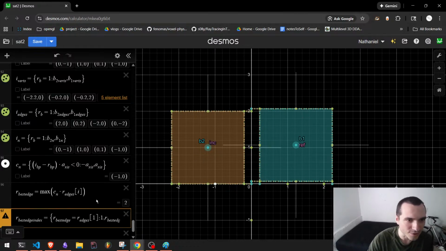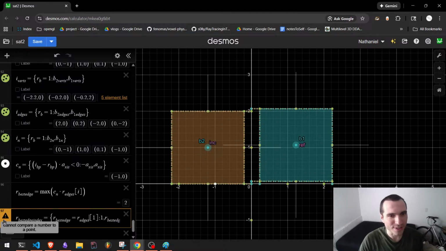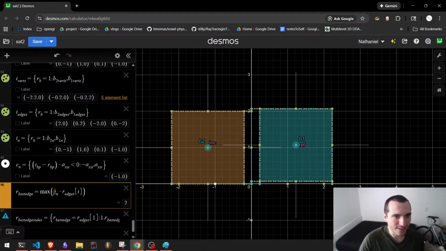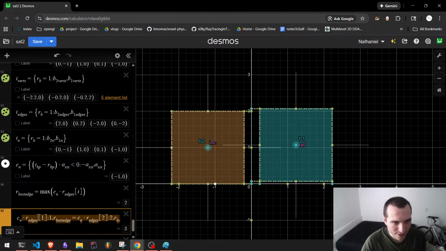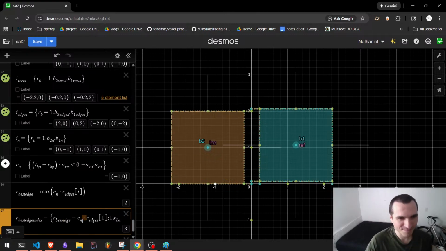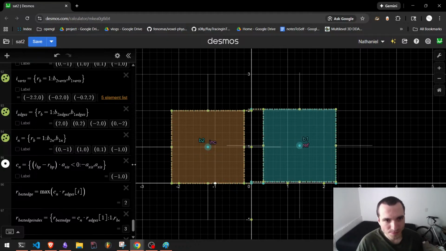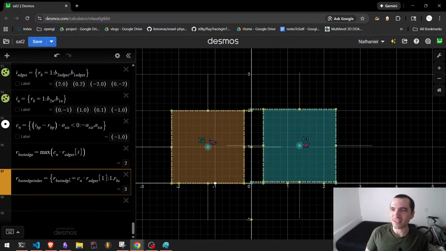I'm doing something wrong, as usual. What am I doing wrong? Cannot compare a number to a point. Oh yes, okay. I need to dot each one with the collision normal. Okay, there we go. So this gives us edge 3. So edge 1, 2, 3. I don't think that's right. Best edge, it should give us edge 4. This is edge 1, 2, 3, 4. I get something wrong every step of the way. This is going to take a while.